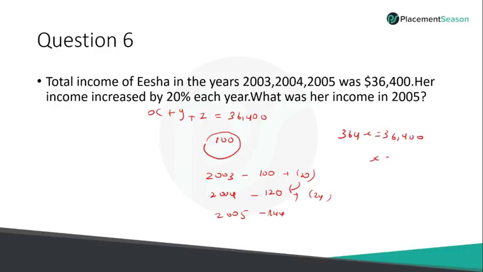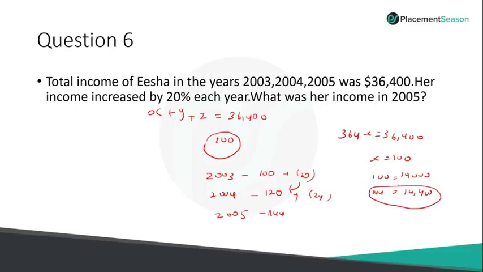364% of X is equal to 36,400. So the value of X, which is 1%, is 100. So 100% is equal to 10,000. Correct. So 10,000 was the value in 2003. Now we need the value for 144%. So just multiply by 144 here. You will get 14,400 as the final value.